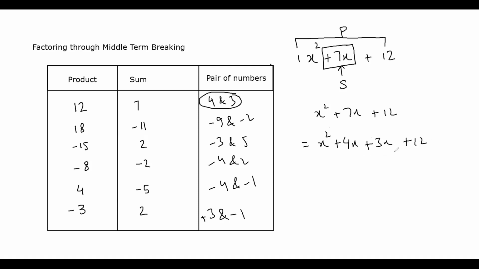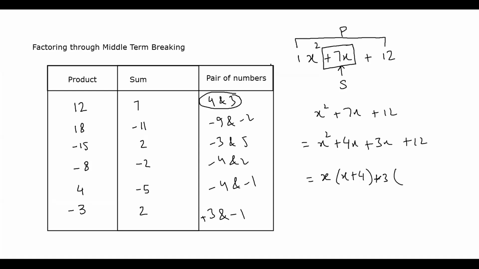Okay. Now, we have converted this 3-term expression into a 4-term expression. You people have already done that. You have to see what is common in these two. Yes, what is common in x square and 4x? X. Okay, this is x into x plus 4. And what is common here in 3x and 12? 3. So you must write plus 3 here.